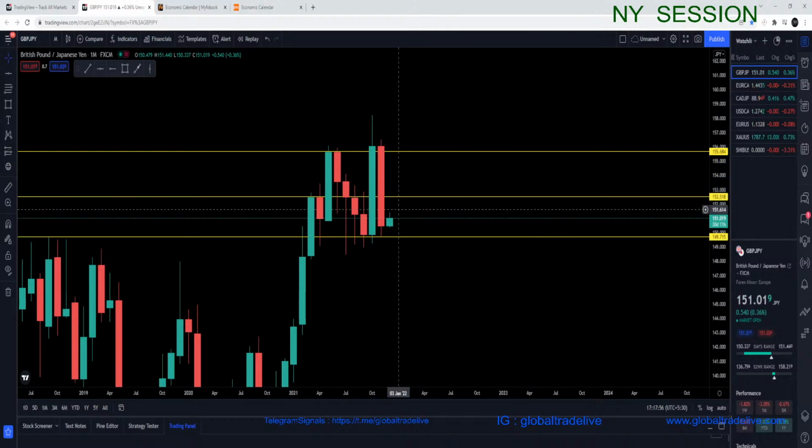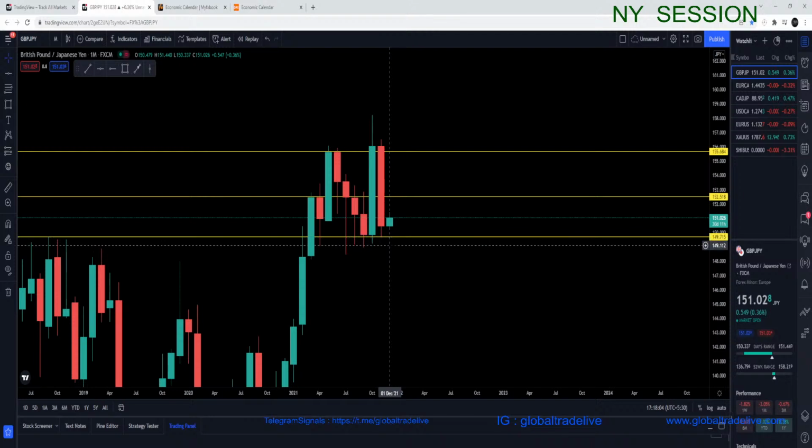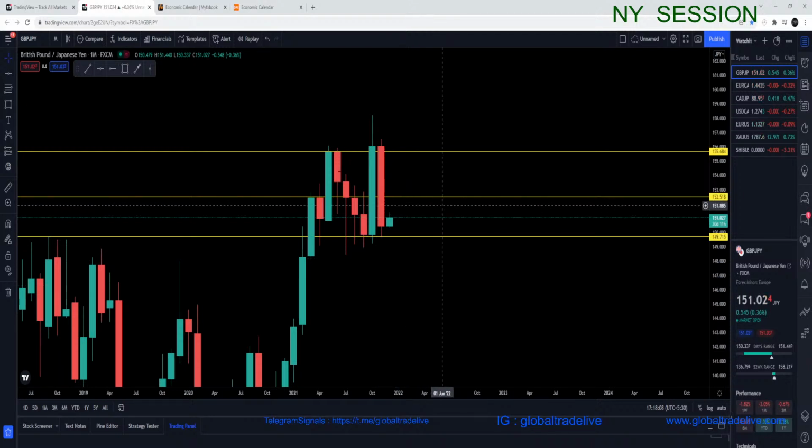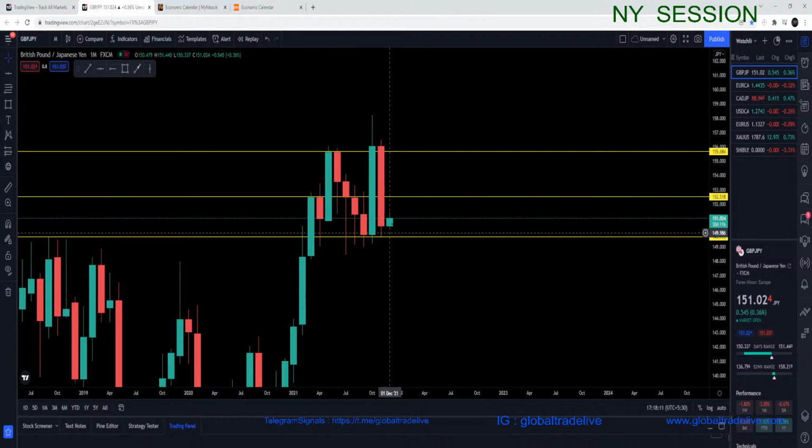So I think it can move further up, test this area, and then it will drop down, and then will reach this area over here, and then it will be moving further down. So I'm expecting that to happen. So with the help of this monthly data, I can say that the monthly candle can go up, test 152.458, and then it will drop down.